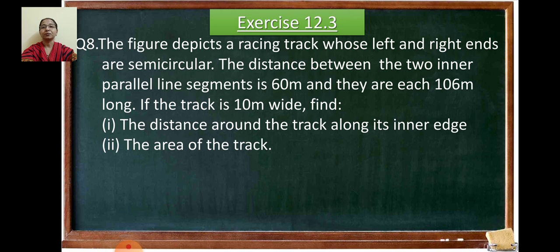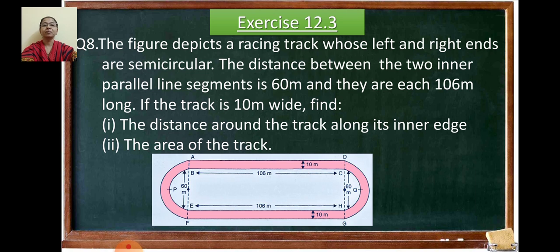Question number 8. The figure depicts a racing track whose left and right ends are semicircular. The distance between the two inner parallel line segments is 60 meter and they are each 106 meter long. If the track is 10 meter wide, then you have to find two things. Number one, the distance around the track along its inner edge, and the second is the area of the track. So let me show you the diagram.